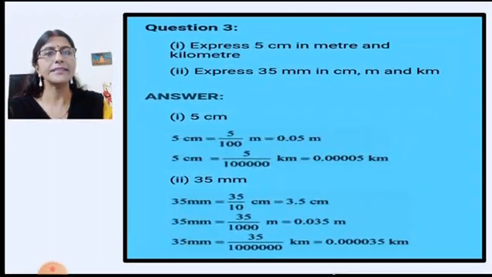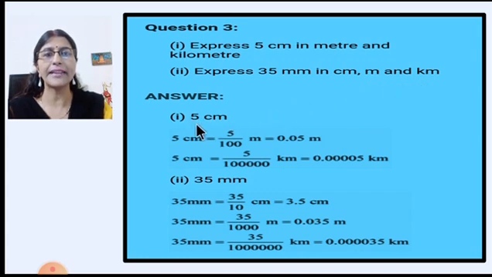Now next is express 5 centimeter in meter and kilometer. Here we are going to convert centimeter into meter and then into kilometer also. The next one we will read: 35 millimeter in centimeter first, then we'll convert it into meter and then kilometer. So there are 3 units given. Now let us see how to solve it.